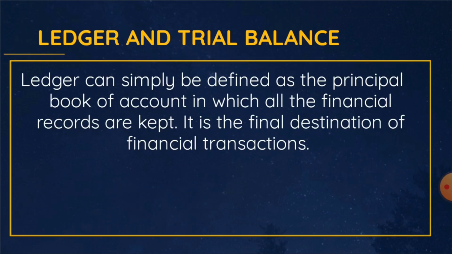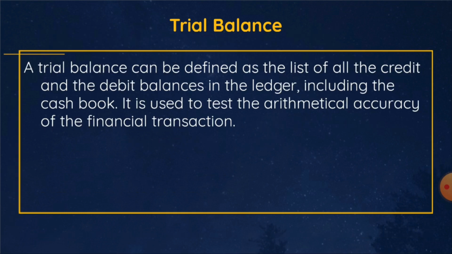So let's get started. A ledger can simply be defined as the principal book of account in which all the financial records are kept. So it is the final destination of financial transactions. While a trial balance can simply be defined as the list of all the debit and credit balances in the ledger, including the cash book.